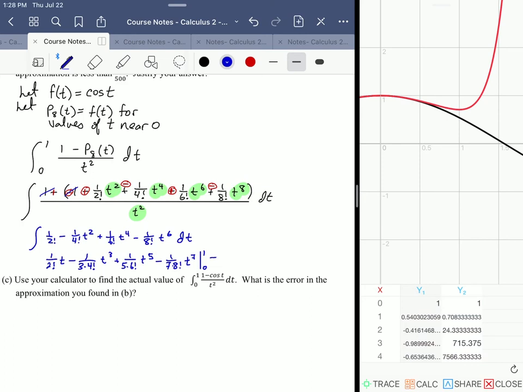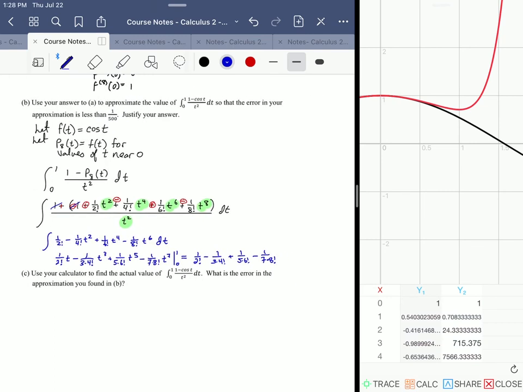All right, so 1 over 2 factorial minus 1 over 3 times 4 factorial plus 1 over 5 times 6 factorial minus 1 over 7 times 8 factorial.